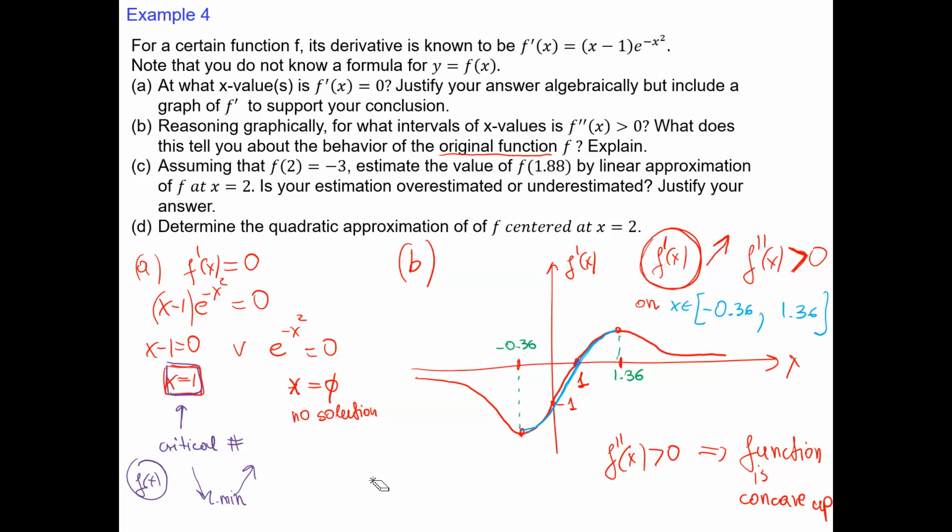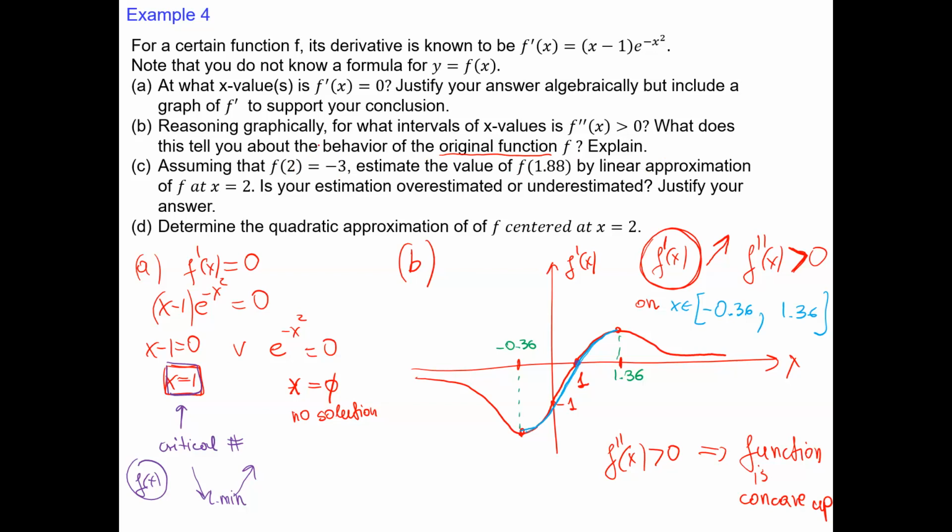Let's delete this. Remember this. Okay, assuming that f of 2 is -3, estimate the value at 1.88 by linear approximation at 2. Is this estimation overestimated or underestimated? However, this is at 2.